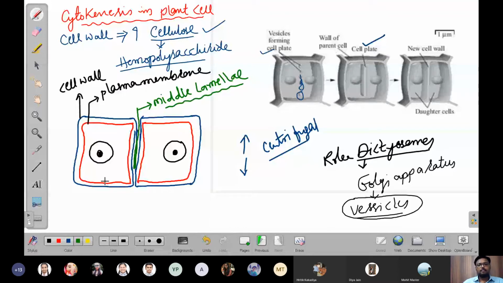Middle lamellae. What is the composition of middle lamellae? Sir, calcium pectate. Calcium and magnesium pectate. Calcium and magnesium pectate. That's it. This is called cytokinesis in the plant cell.